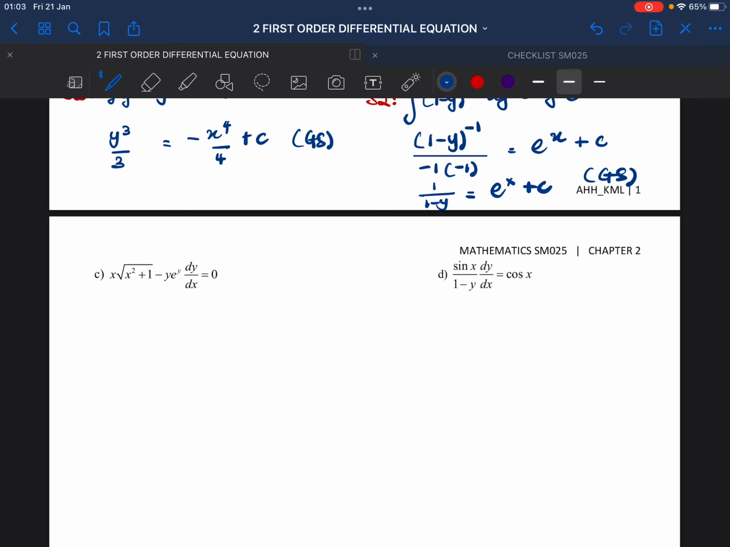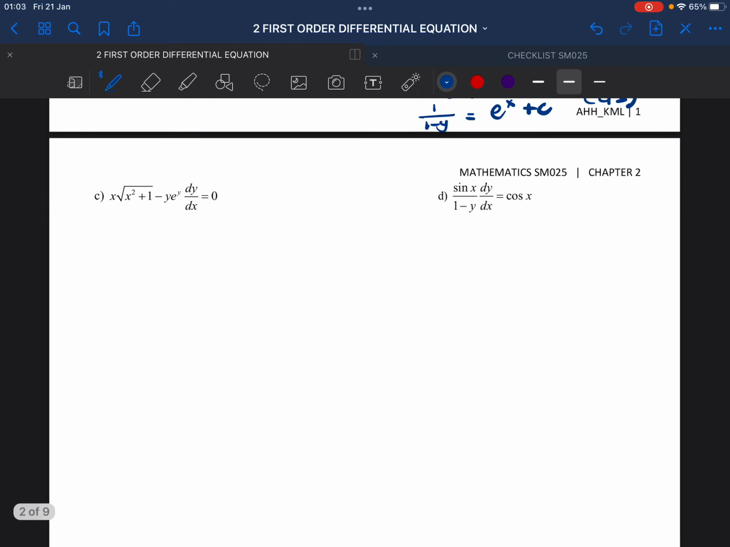So we have x square root of x squared plus 1 minus y e^y dy over dx equals 0. Okay, so the first step is we have to separate everything. Separate y on the left side, x on the right-hand side.